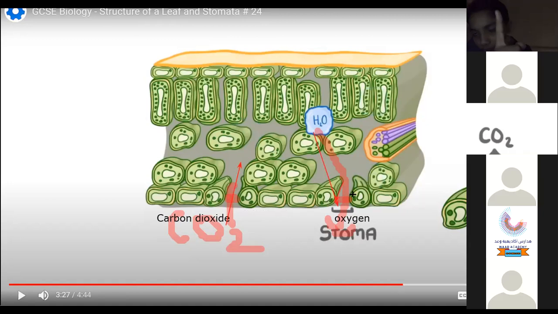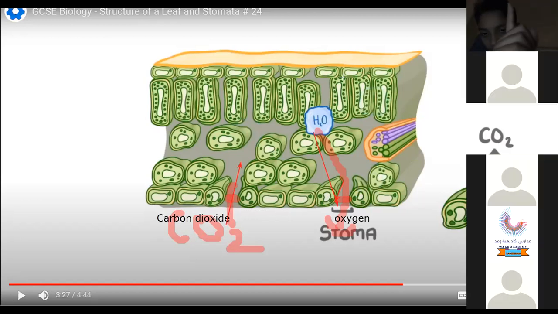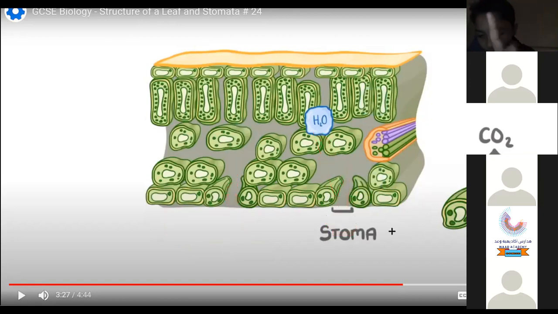Yes. Now the stomata is actually created by two guard cells. This is a guard cell, this one and that one, right? Once you have enough water in the plant, they swell up and they create the gap so that gases can go in and out. If you don't have enough water, these guard cells will become flaccid and they will join together to close the gate.